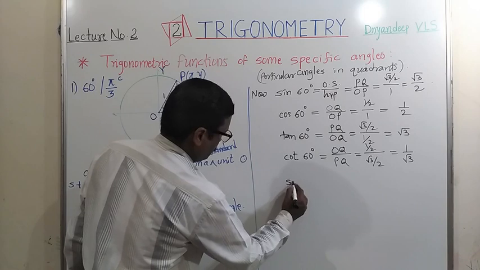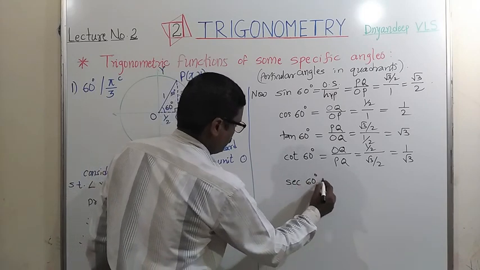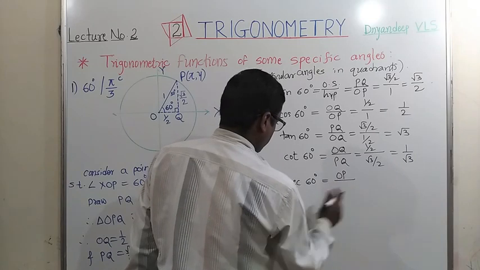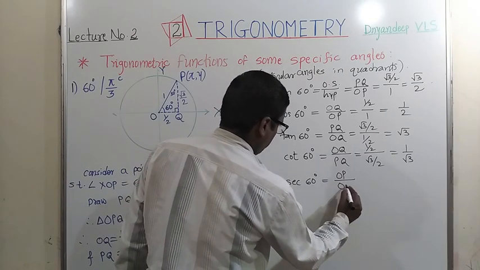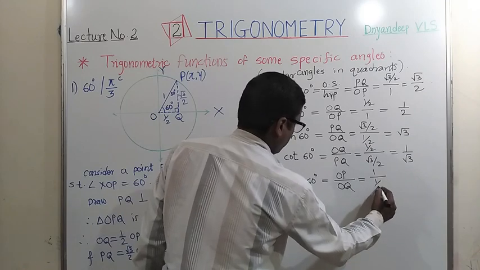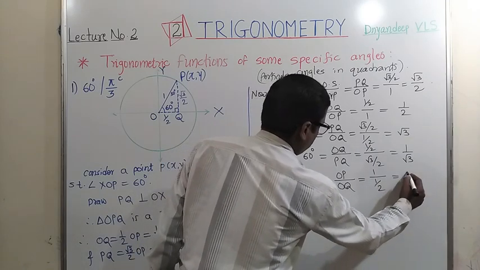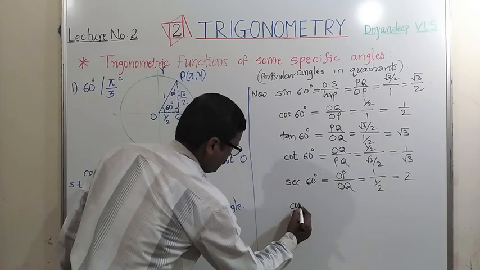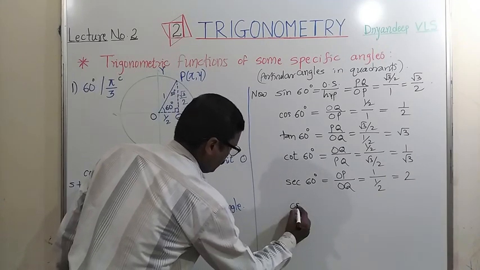Then the next, sec 60, that is equal to hypotenuse upon adjacent, sec means related to cos, so it is OP upon OQ, it is 1 upon half, that is equal to 2. And the last one, cosec, or in short you can write CSC.